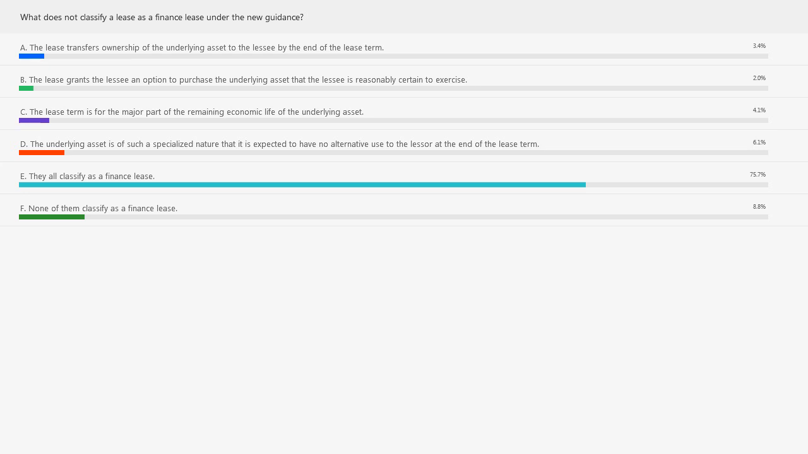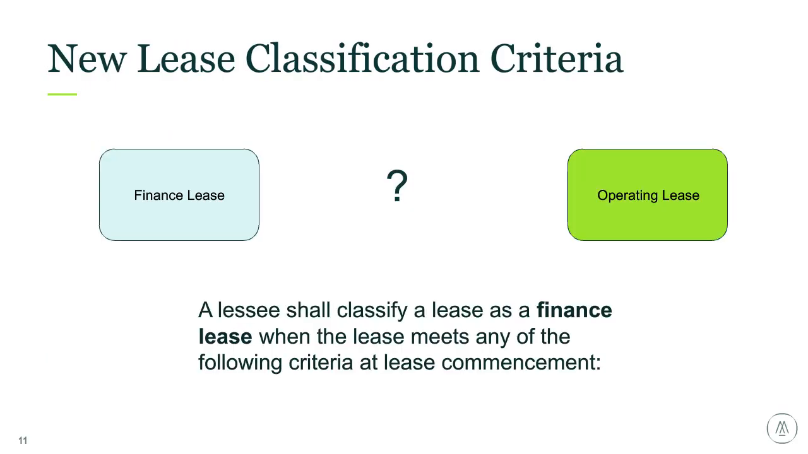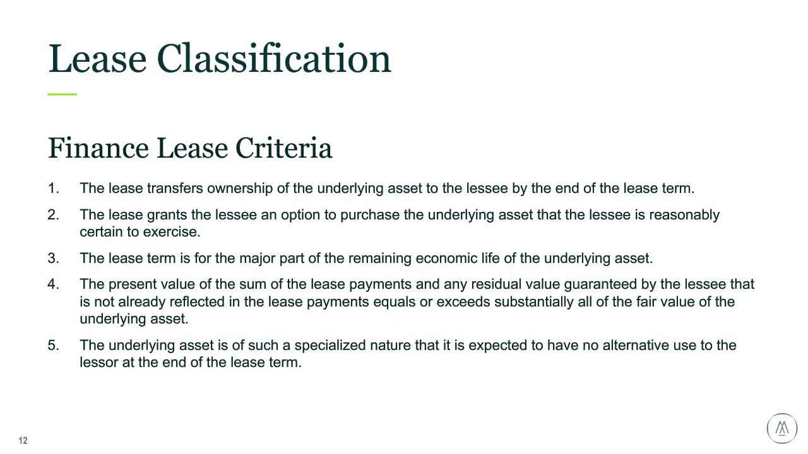So it's asking, what does not classify a lease as a financing lease under the new guidance? And we'll go back to these few topics here just to make sure everyone understands what the lease classification is. So remember, if it transfers ownership, if it has the option to purchase at the end of the lease, if it's for a majority of the economic life, if the present value of those lease payments equal or exceed the fair value, or if the lease is of such a specialized nature that they'll have no alternative use, any one of these criteria will apply as a financing lease.